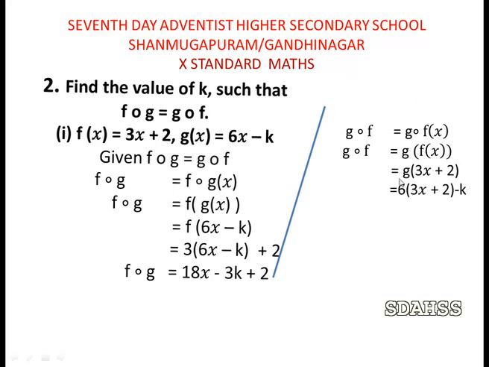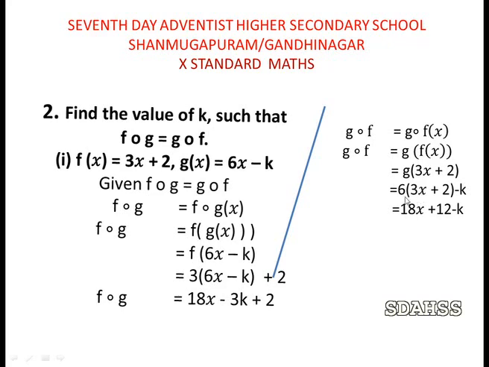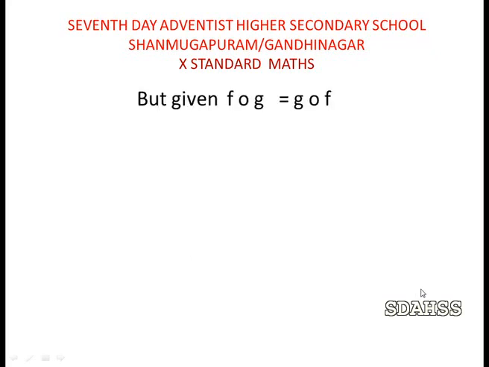In the function of g of x, replace x with 3x plus 2. It becomes 6 into 3x plus 2 minus k. Multiply the 6 inside the bracket. So it becomes 18x plus 12 minus k. Here in the question, one condition is given, that is f dot g equal to g dot f. You have to write both the answers. So the answers are 18x minus 3k plus 2 equal to 18x plus 12 minus k.